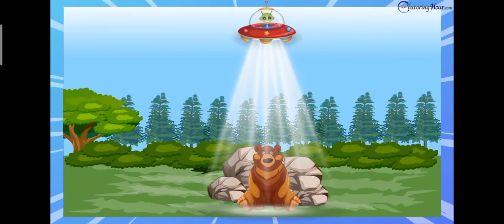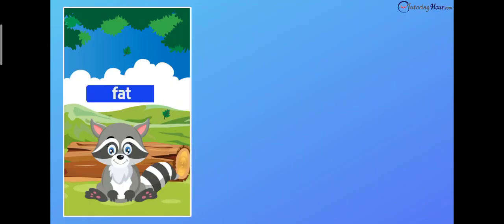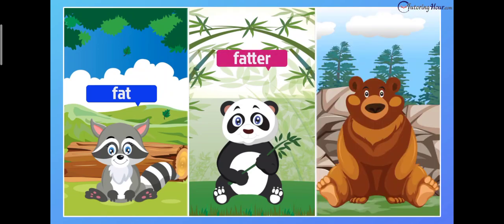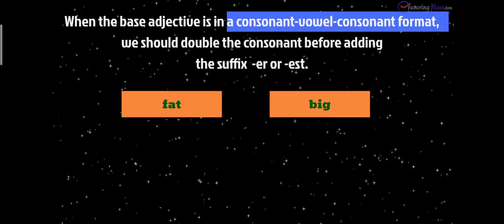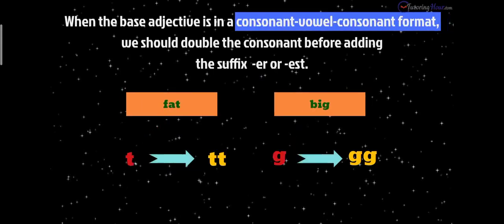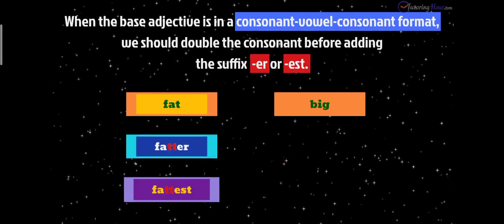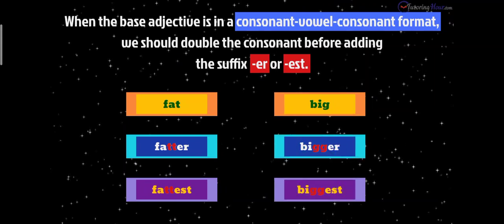Zorg went on to compare a grizzly, a panda, and a raccoon. The raccoon was fat. The panda was fatter than the raccoon, and the grizzly was the fattest of the 3. We have our third rule here. When the base adjective is in a consonant-vowel-consonant format, we should double the consonant before adding the suffix er or est. So we have fat, fatter, and fattest, and big, bigger, biggest.